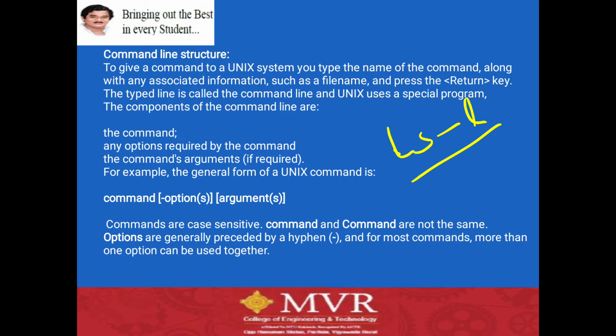Whatever files are available in your current directory, all those files will be displayed with the long list. That means it will display the type of the file, the permissions, the owner of the file, the group of the file, then the size of the file, followed by the date and time of creation, then the file name. This is called the long list. It doesn't simply display the file name, it displays all the details of the file.